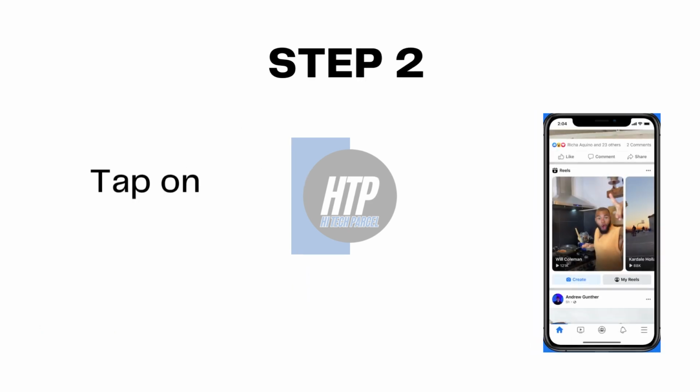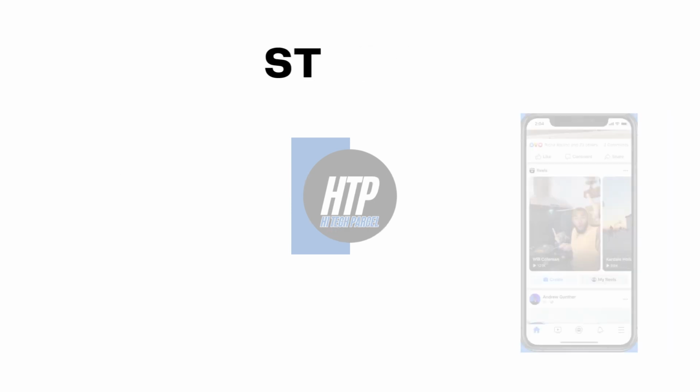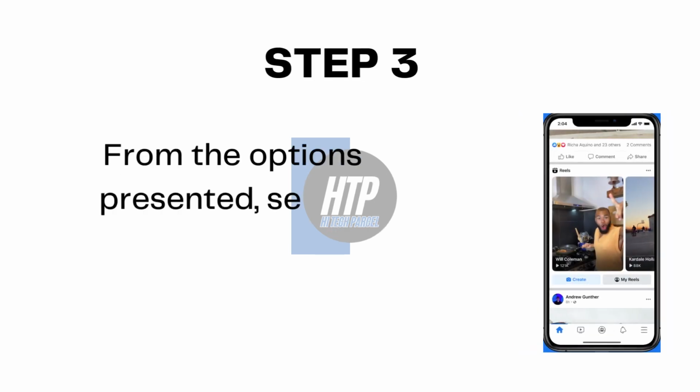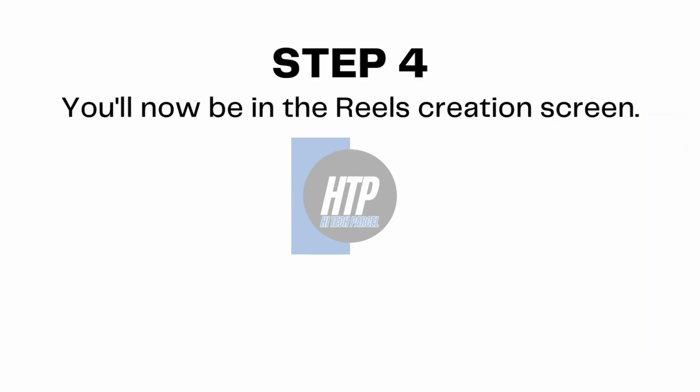Number 2. Tap on the Create button located in the middle of the bottom menu bar. Number 3. From the options presented, select Reel. Number 4. You will now be in the Reels creation screen.